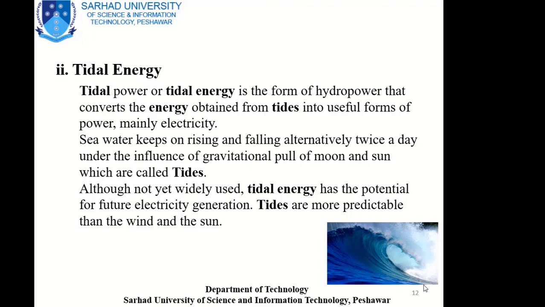If it's raining, you are getting less sunlight. The wind also depends on nature; sometimes in a few months it is blowing very fast and huge wind energy is available, but in a few weeks or months you are unable to get wind. So actually the tides are more predictable than the wind and the sun.